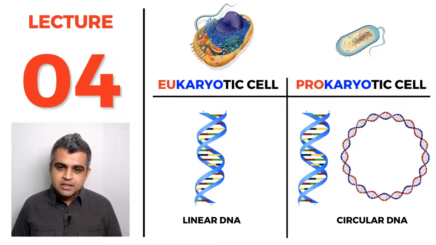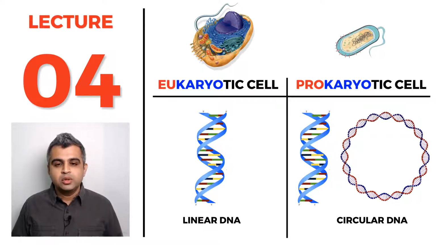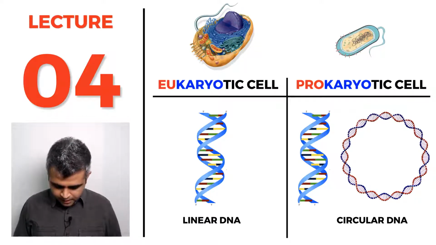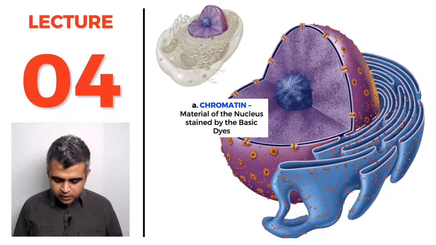But the difference is that in the eukaryotic cell, it is called linear because you can find the ends of the DNA. In the case of prokaryotic cell, you cannot find the end. It appears like a big circle, and that is why it is going to be called as circular DNA. So eukaryotes are going to have linear DNA and prokaryotes are going to have circular DNA. Then we saw that chromatin was one component of the nuclear matrix.